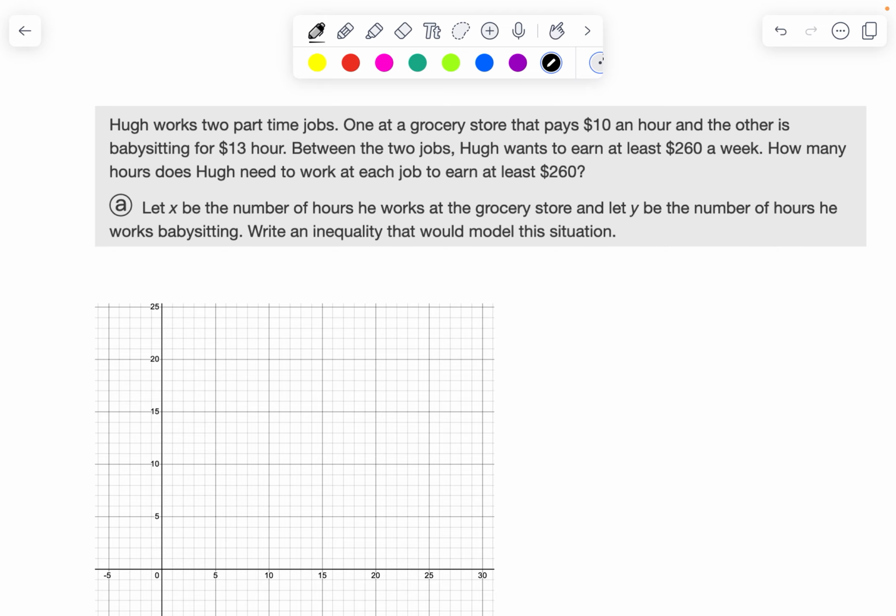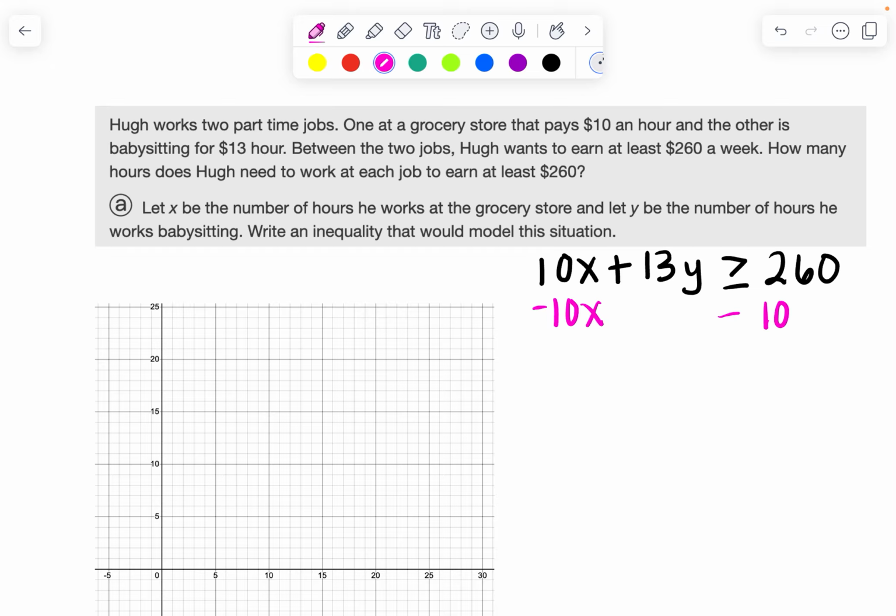So X is the number of hours at the grocery store, so we'll say 10X. Y is the number of hours babysitting, so 13Y. And it's at least, again, 260. So there's our inequality. Now we need to solve it. So take 10x from both sides. And we get 13y greater than or equal to negative 10x plus 260.